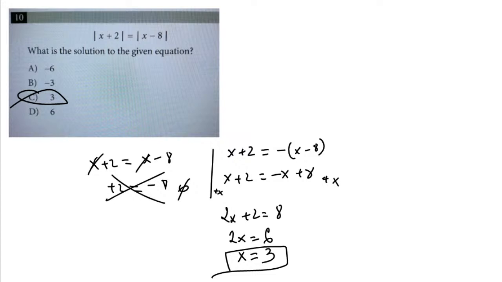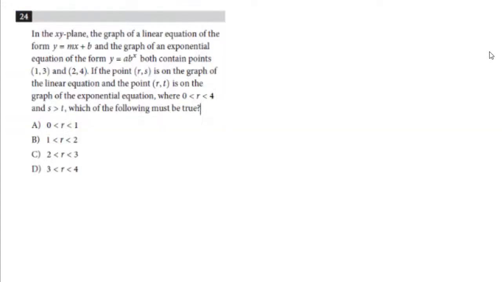Okay, let's continue. Okay, very interesting question, this one. A little bit tricky, but let's first read.